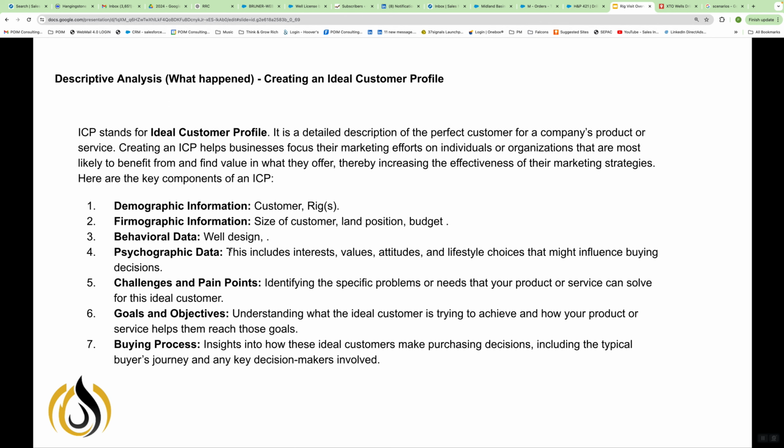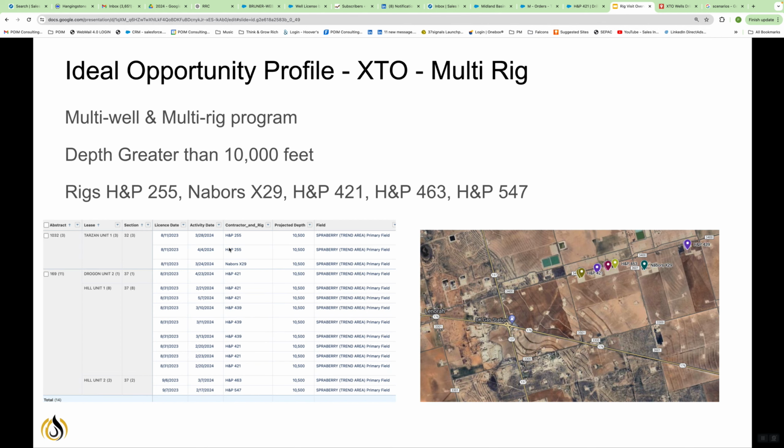Always from a marketing perspective, we're looking at the ideal customer profile. So demographic stuff, firmographics, size of customer, land position, budgets, and behavioral things like well design. I'll let you go through that, but those are all the things we're thinking about. So ideal opportunity profile or ideal customer profile, depending how you want to call it.